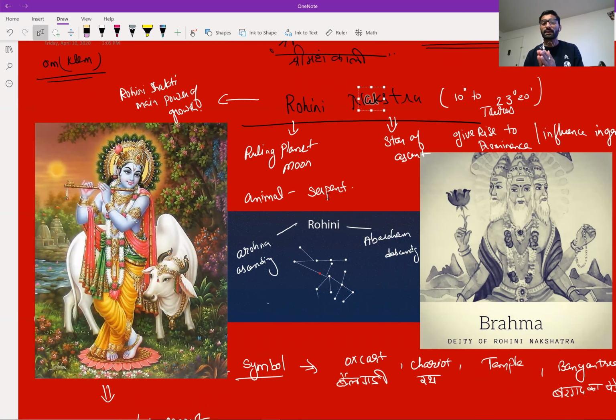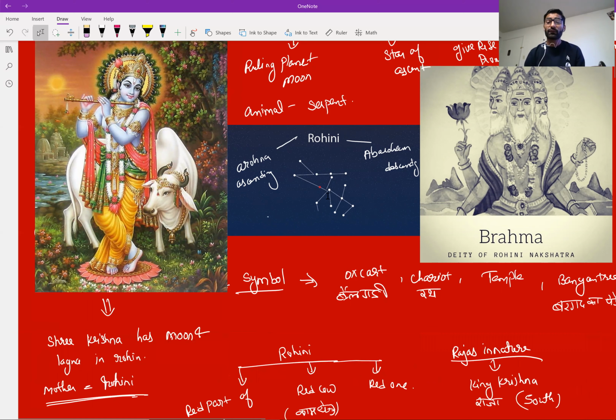So Rohini has two properties. One is Arohana and the other is Abrohana. The Shakti of Rohini is Rohan. Arohana is the ascending part of the moon, and Abrohana is the descending part of the moon. We have various stories behind the Rohini Nakshatra, and we are talking about each and every mythological story regarding this nakshatra. Also, Lord Krishna is very closely related with the Rohini Nakshatra, and Lord Brahma is the deity of the Rohini Nakshatra.